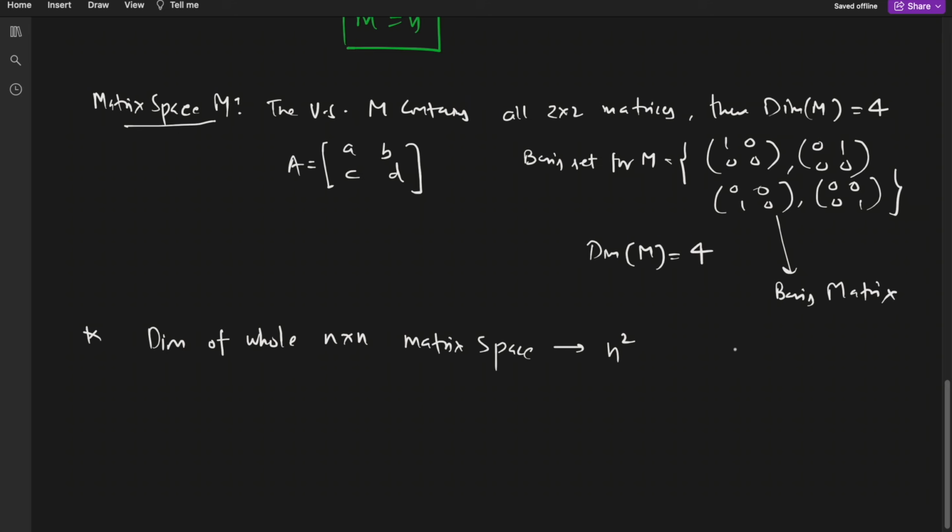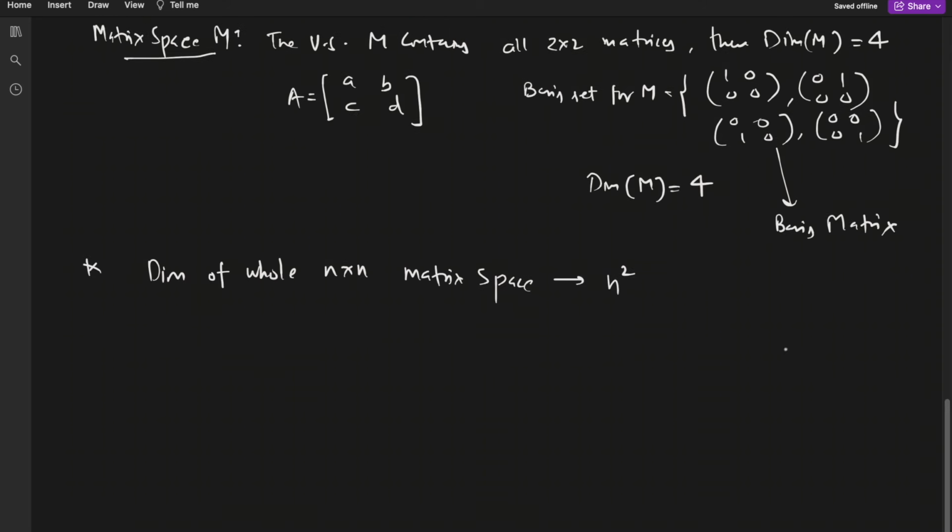So the dimension of the whole n by n matrix space is n square. You can also think of it as an n by n matrix containing n square different values. Here it is a 2 by 2 matrix, so a, b, c, d could all be different, so you have 4 different values. Therefore the dimension of the basis set is 4, because you need a minimum of 4 different values to fill this matrix A. Similarly, in the case of an n cross n matrix, you have n square different values, a1 up to and so on. So the dimension of this whole space is nothing but n squared.